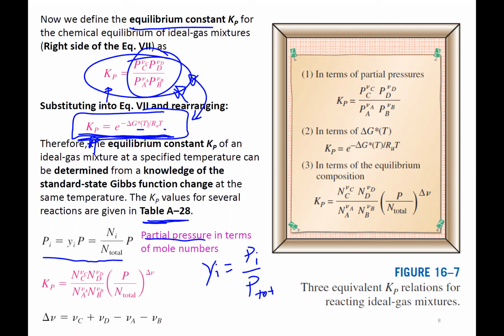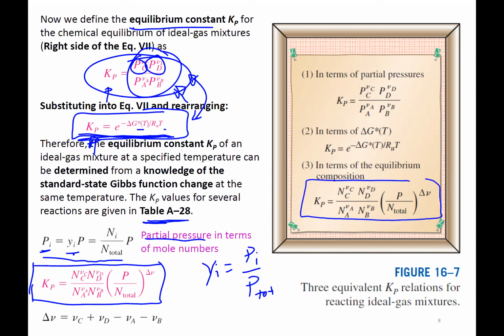Okay, so we want the individual pressures because that's what you see in this equation. So if we do that for each A, B, C, and D and plug this in, you're going to get this version of the equilibrium constant. That's what you see here.